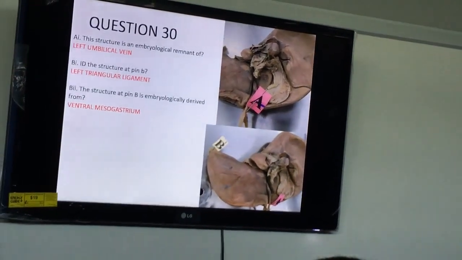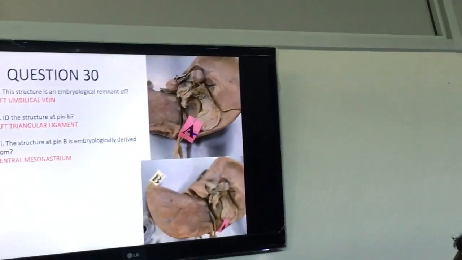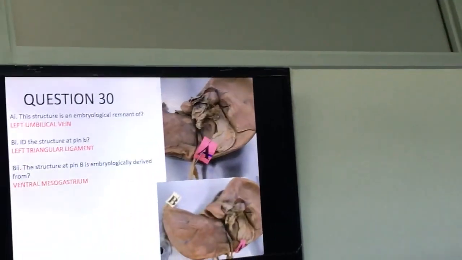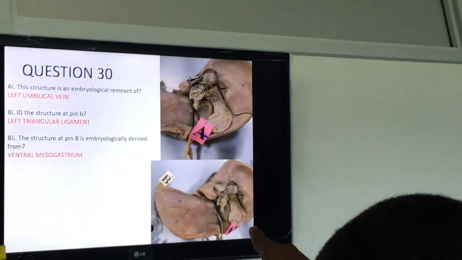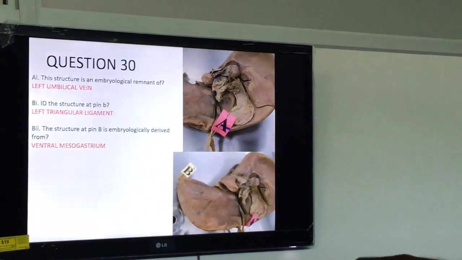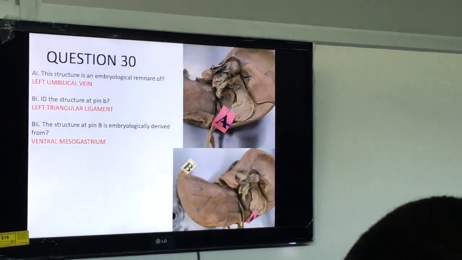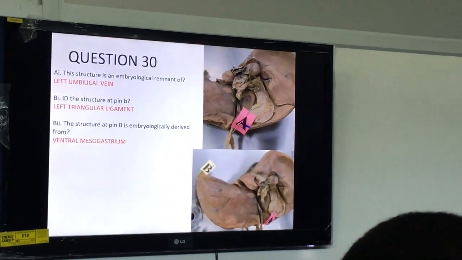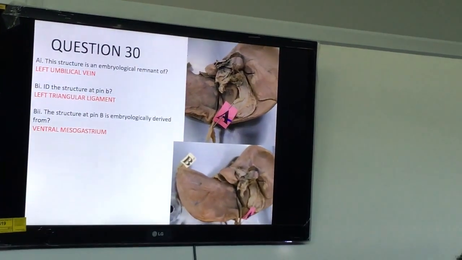Okay, so let's move on now. 30. This structure is an embryological remnant of what? First of all, what is that structure? The ligament of Darius. Alright. Moving on now.